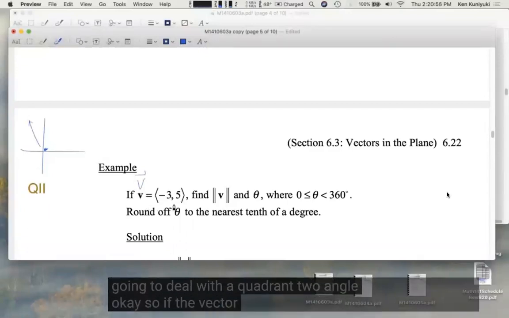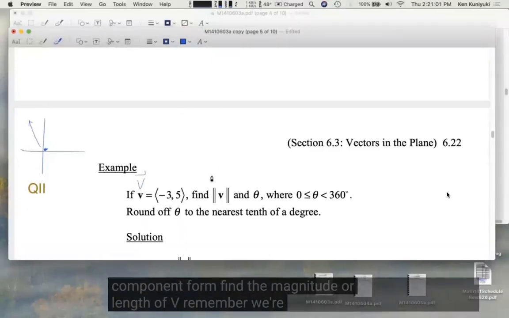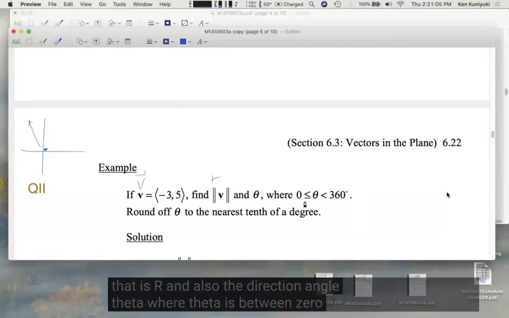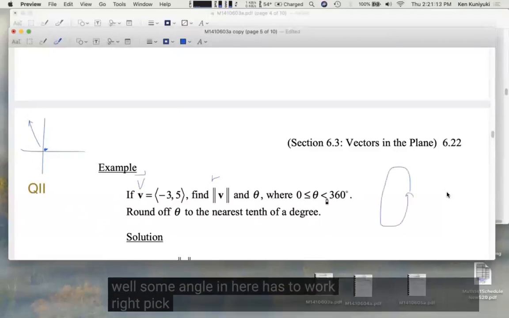So if the vector is this in component form, find the magnitude or length of V. Remember, we're thinking of that as R. And also the direction angle theta, where theta is between 0 degrees and 360 degrees. Well, some angle in here has to work. Pick the right one. Let's round off theta to the nearest tenth of a degree. So read instructions, okay, folks.